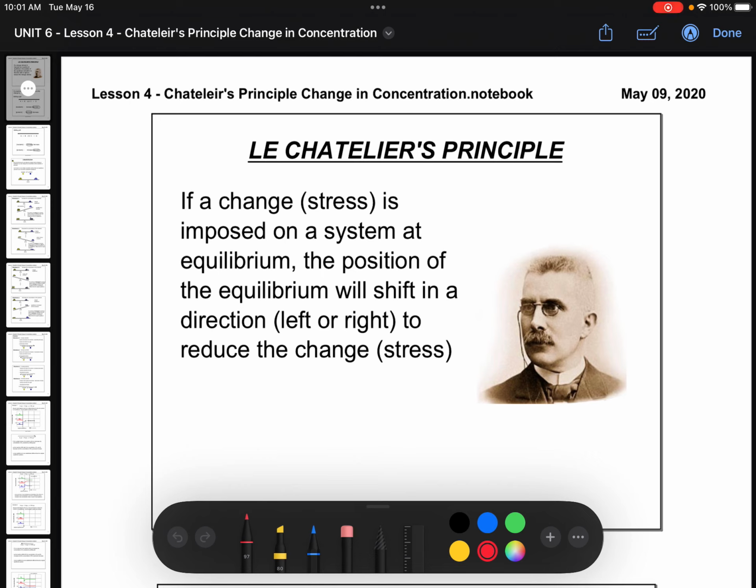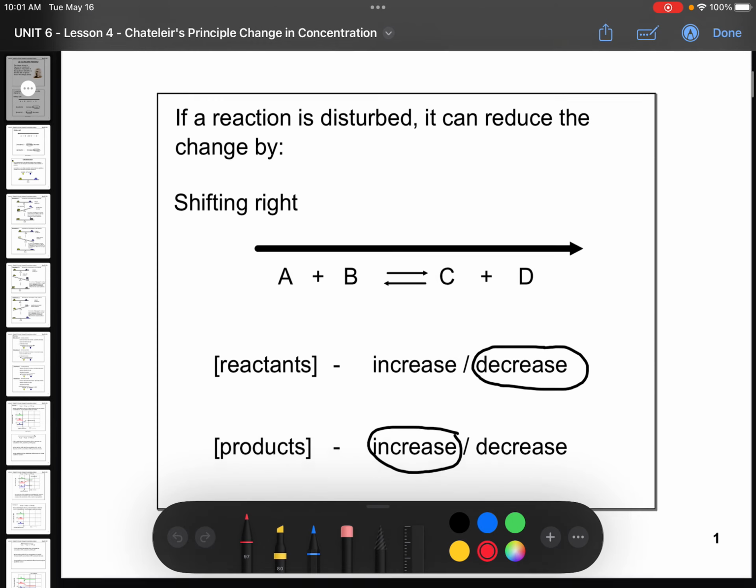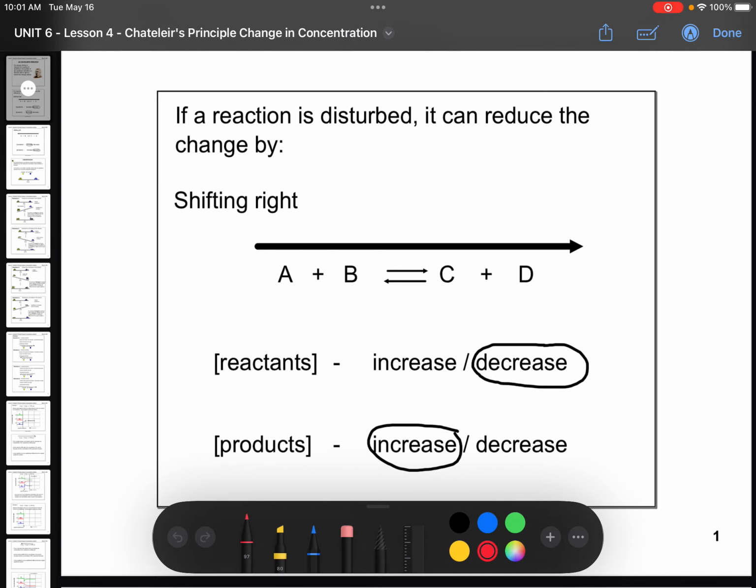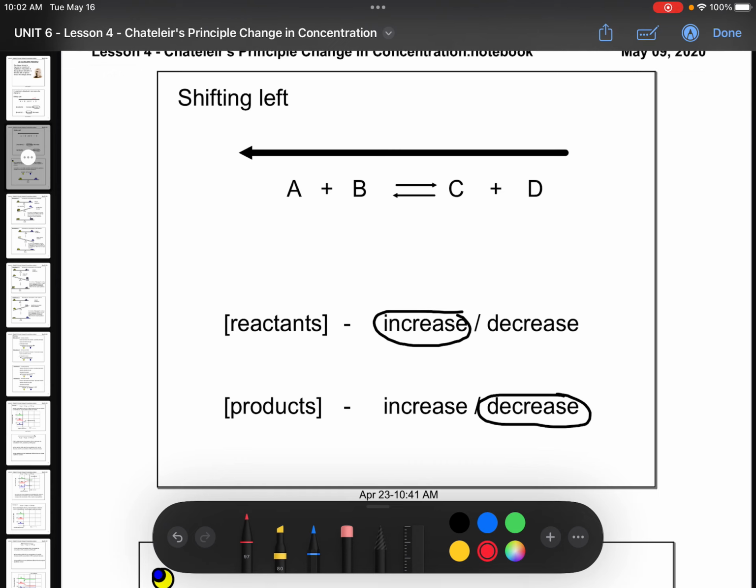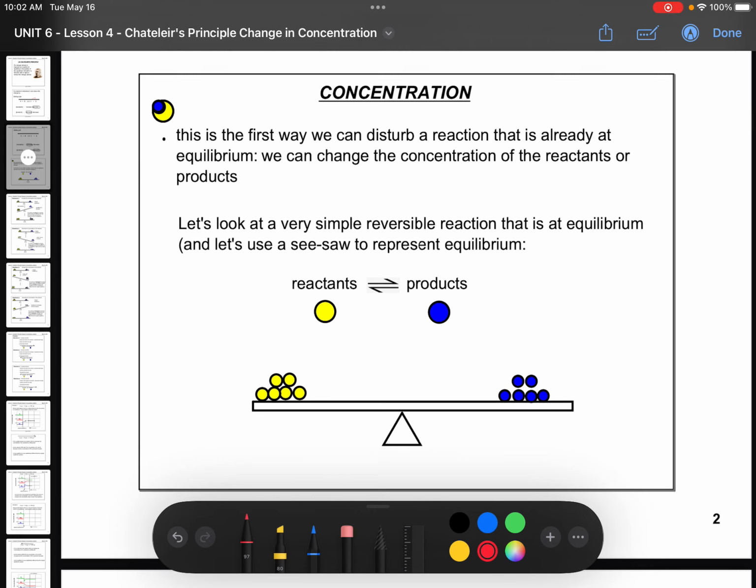So this principle is seen as if there is a change, so any stress that is put onto our system or our equation when it is at equilibrium, then the position is going to shift in the direction either left or right in order to reduce that stress. So if we have a reaction that is disturbed, it can reduce by either shifting to the right, so that means our reactants are going to decrease and our products are going to increase because of that shift to our right, or we can shift to the left, that is where our reactants increase now and our products decrease.